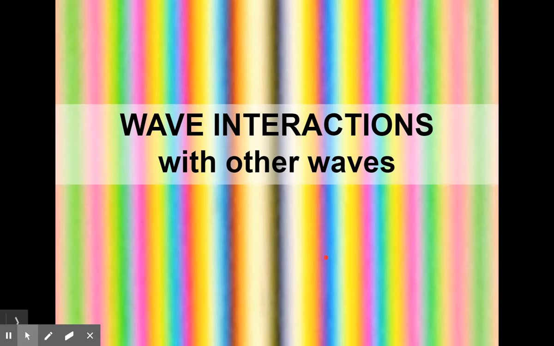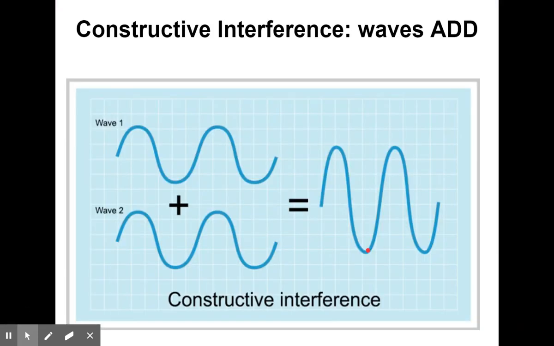Okay, waves can also interact with other waves with interesting effects. Constructive interference is when two waves add together. So you can see in these two waves, the crests line up, the troughs line up, they have the same wavelength. And so then they add together. You can see the amplitude of this resultant wave goes up.